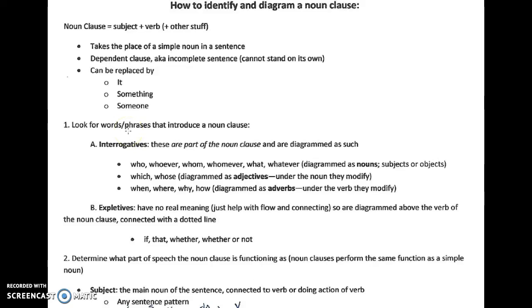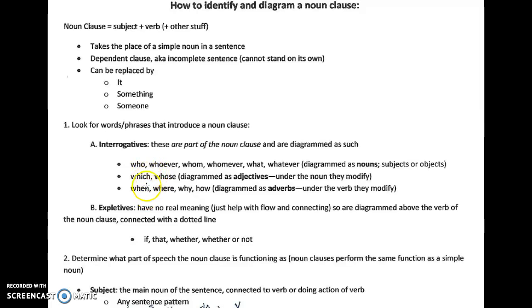So the first thing I do to find noun clauses is to look for these red flags, these trigger words or phrases that introduce a noun clause, and those fall into two categories. The first one is interrogatives, and these are question words, and you'll recognize those from the interrogative pronouns that we've seen. These ones are part of the noun clause. They're part of the meaning of the sentence, and so you have to diagram them as part of the clause, depending on where they fit.